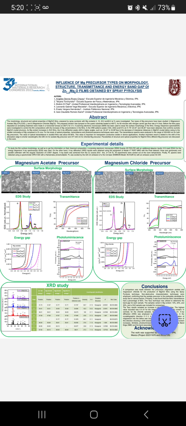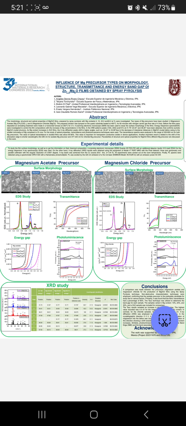Beyond 30% magnesium concentration, the cubic rock salt phase is observed. Furthermore, the emission from these films has been recorded in a range extending from the ultraviolet to orange wavelengths. In the current study, the morphology, structural, and optical properties of magnesium zinc oxide films prepared by spray pyrolysis with magnesium contents of 0, 10, 20, and 30% atomic were investigated. Two types of magnesium precursor have been studied: magnesium acetate and magnesium chloride.